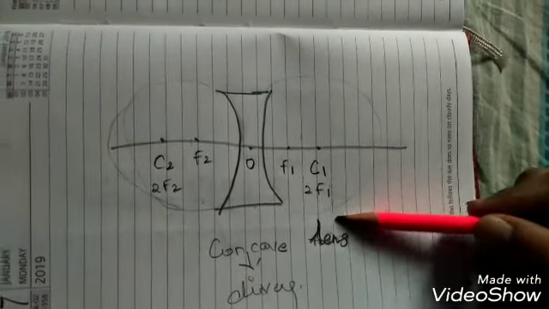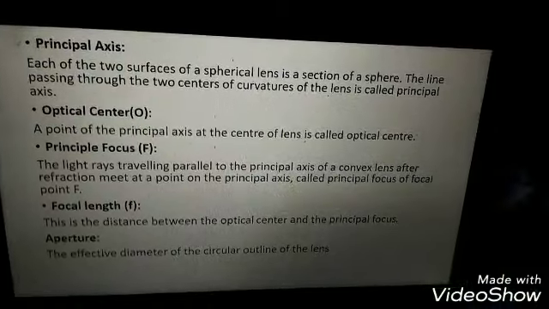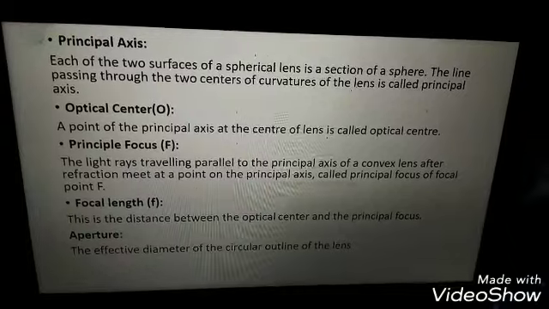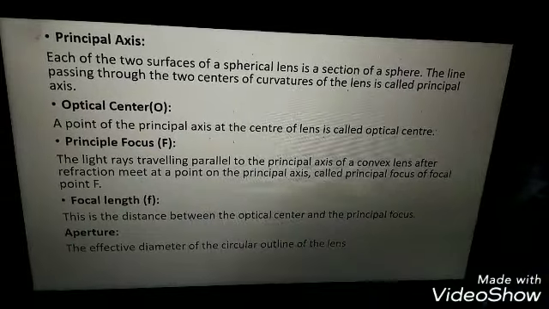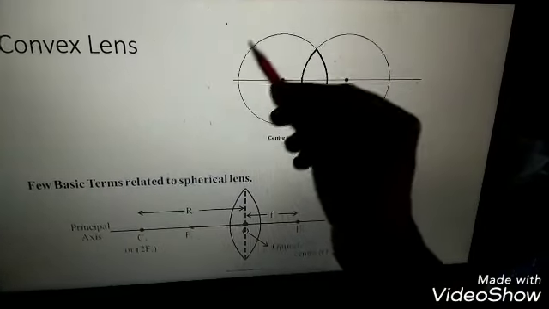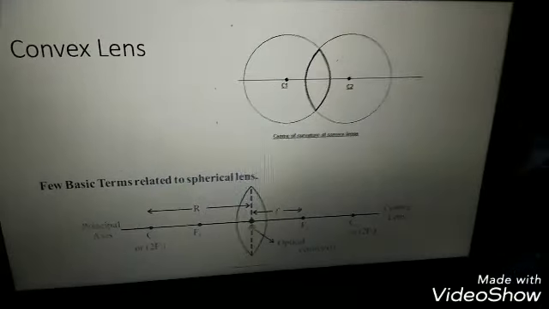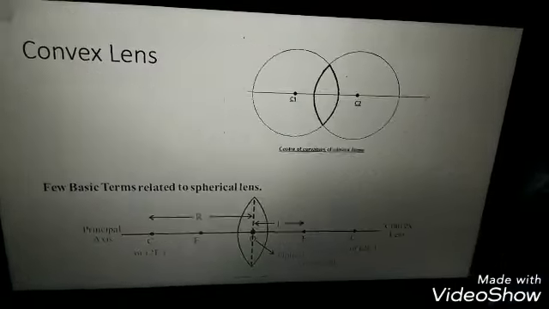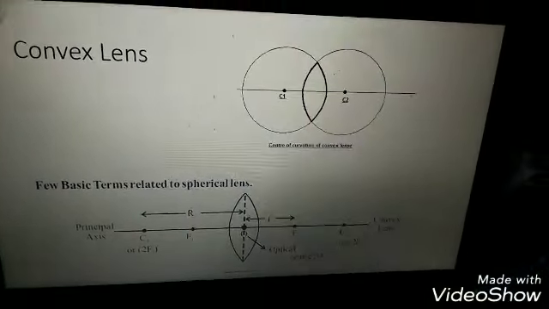As you have seen, a concave lens is a diverging lens. Now, getting back to the actual definitions. Remember the diagram and then relate to the definitions, and you can easily understand. The principal axis: each of the two spheres of the spherical lens is a section of a sphere. See here, this is one section and it is a part of the entire sphere. Similarly, this part over here belongs to this sphere. The line passing through the two centers of curvature of the lens is called the principal axis.